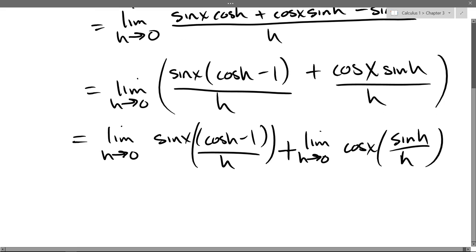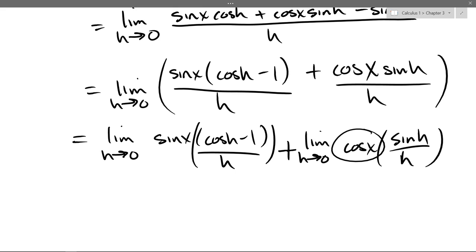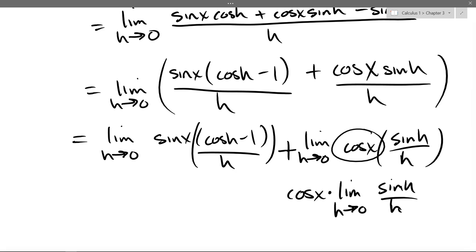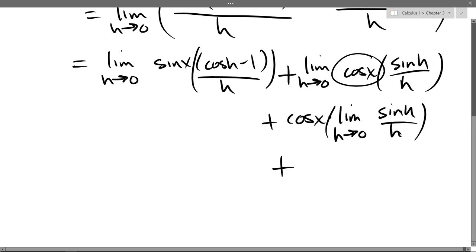And let's do the limit on the right side first. So on the right, I see a cos x. Does the limit care about cosine of x? This limit has h in it, so the limit doesn't care about x. So I can move that outside the limit. All right, what's the limit of sine h over h as h approaches 0? 1. We've seen that before. So it's cos x times 1, or just cos x.